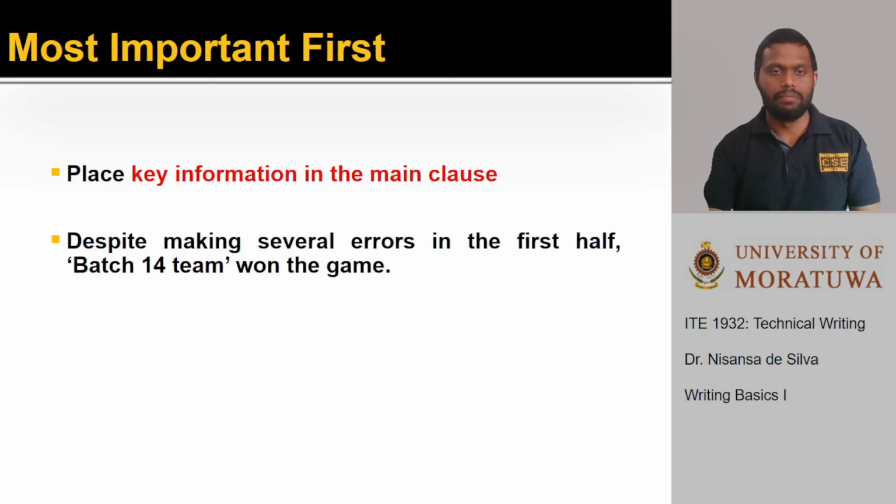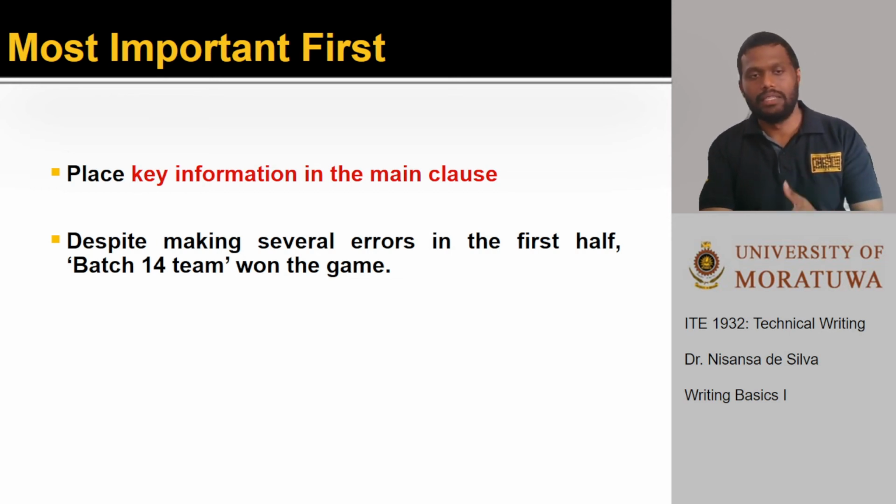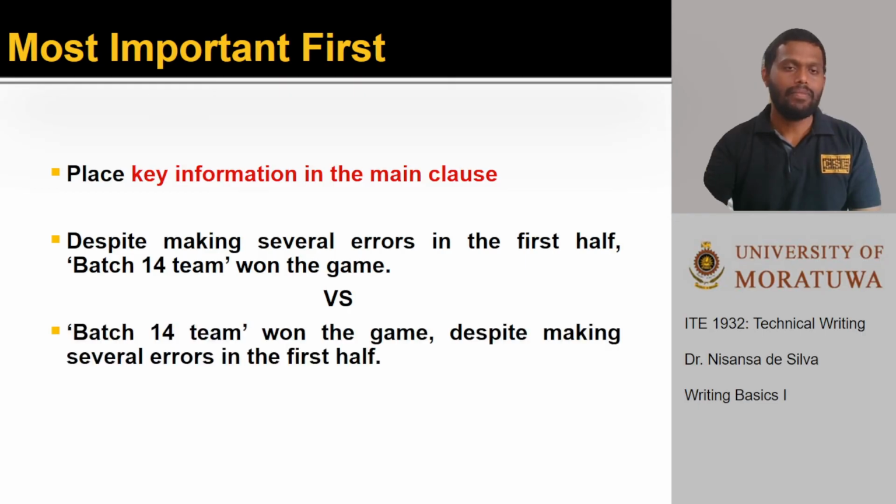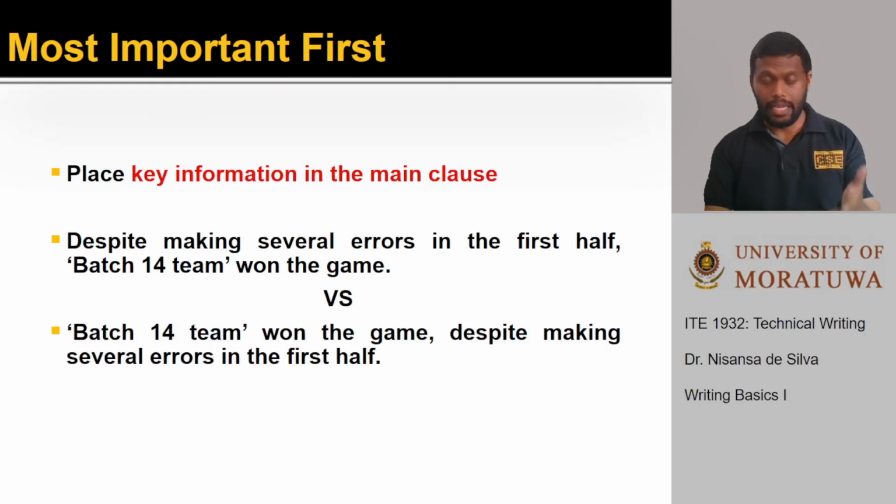in the first position. So instead of saying something like, despite making several errors in the first half, Dutch 14 team won the game, you would say, Dutch 14 team won the game despite making several errors in the first half. Because the important information in this sentence is that Dutch 14 team won the game.